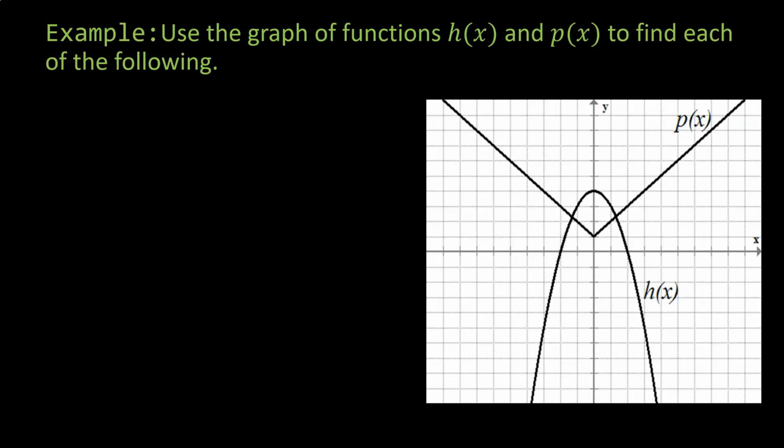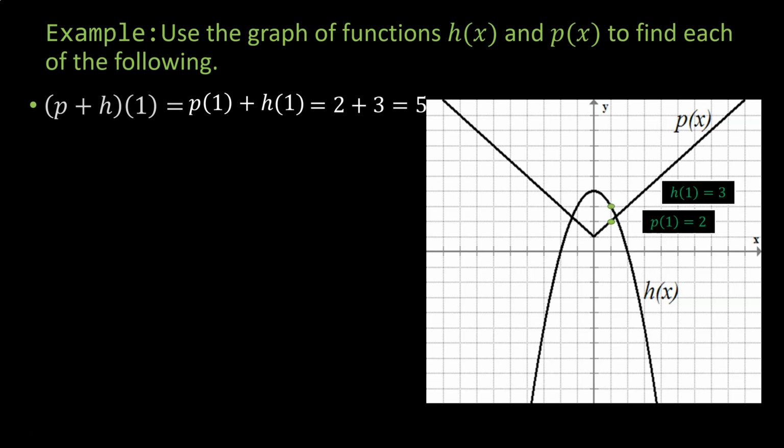Here is an example. We have a function p of x, and we have a function h of x. Now, 1 is an x value in the domain of both of these functions. So we can go ahead and operate on this one. P plus h of 1 is defined as p of 1 plus h of 1. So let's take a look. When x is 1, p of 1 is 2, h of 1 is 3. So 2 plus 3 is 5. Nice.